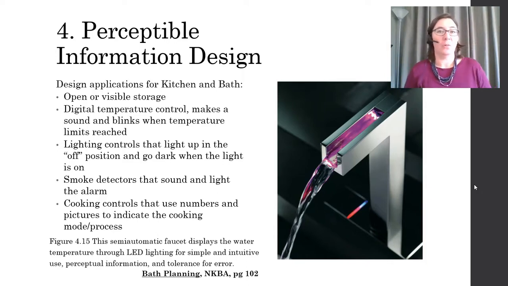Digital temperature control, or something that makes a sound and or blinks when the temperature is reached. Lighting controls that light up and glow when the lights are off. Right? That gives us some perceptible information of where those lighting controls are. Smoke detectors that have sound, have audible alarms, and light alarms. They blink. Finally, cooking controls that use both numbers and pictures and other ways to indicate the cooking mode or the cooking process.